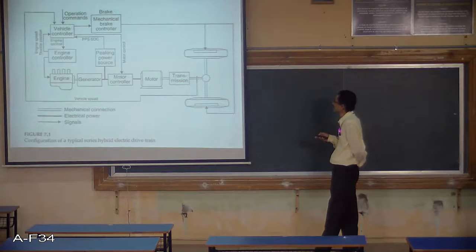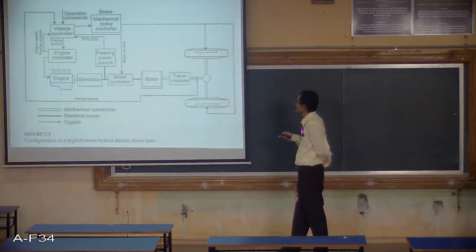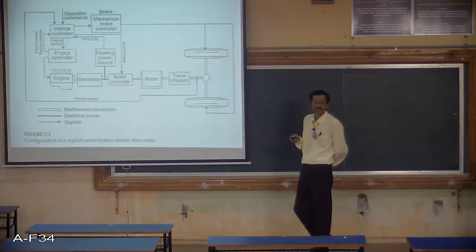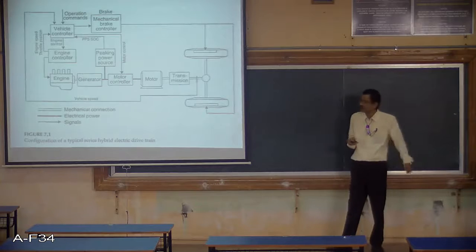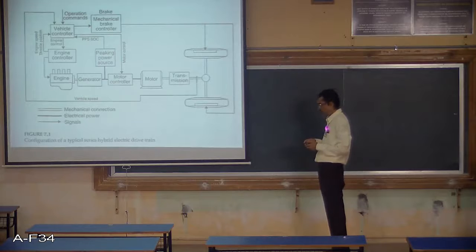But here the power flow can be in both directions, either from the peaking power source to the motor controller or from the motor controller to the peaking power source. Similarly here also, it can be in the forward direction from generator to motor controller or from motor controller to generator, depending upon the braking action. In this braking action there is one more term which we call regenerative braking.